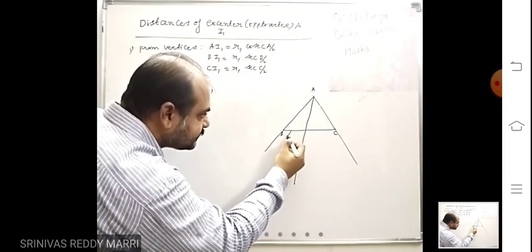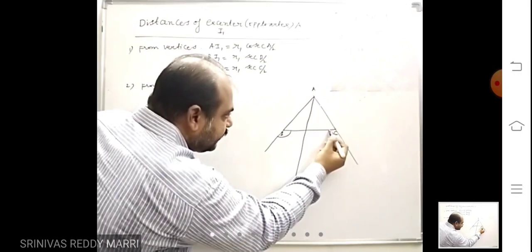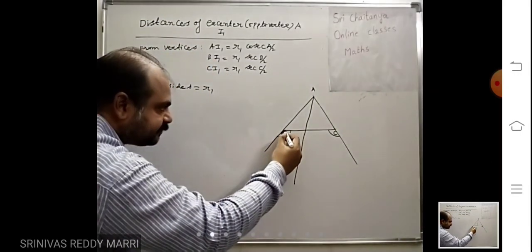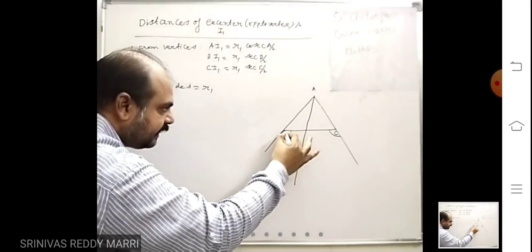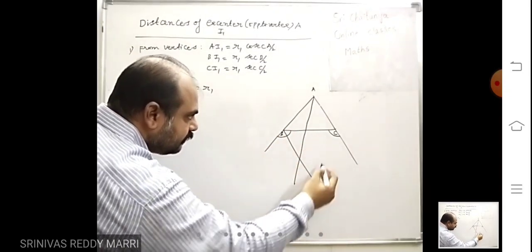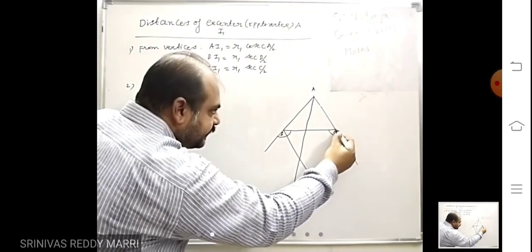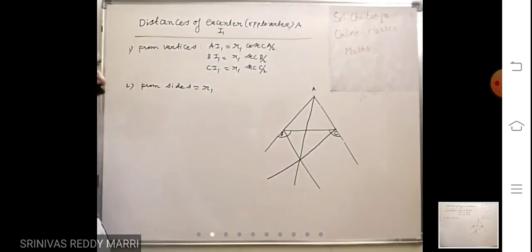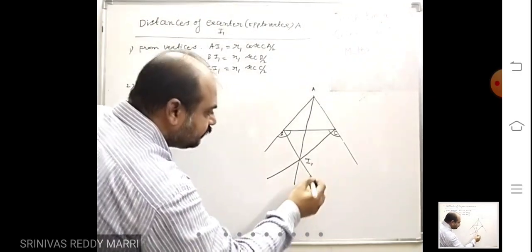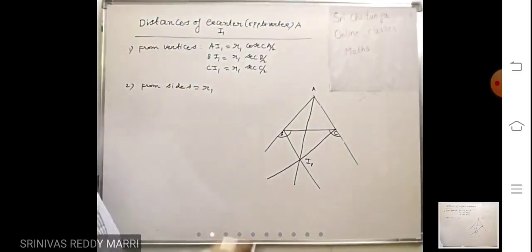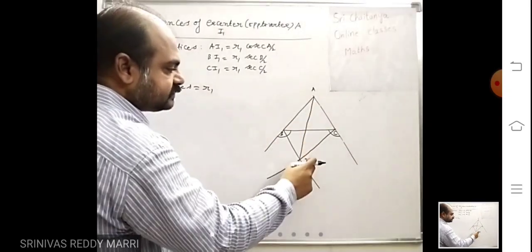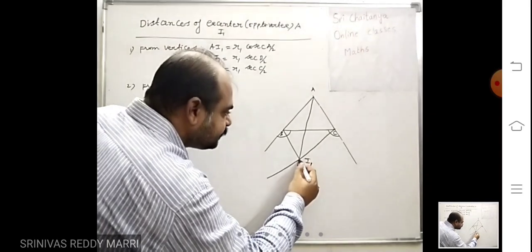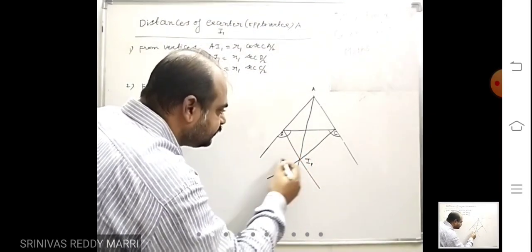So this is the external angle of B. This is the external angle of C. So the bisector that is bisecting this external angle I am drawing, and the bisector that is bisecting this external angle. So this is called I1. This is called excenter opposite to vertex A. So this point will be equidistant from all the sides.